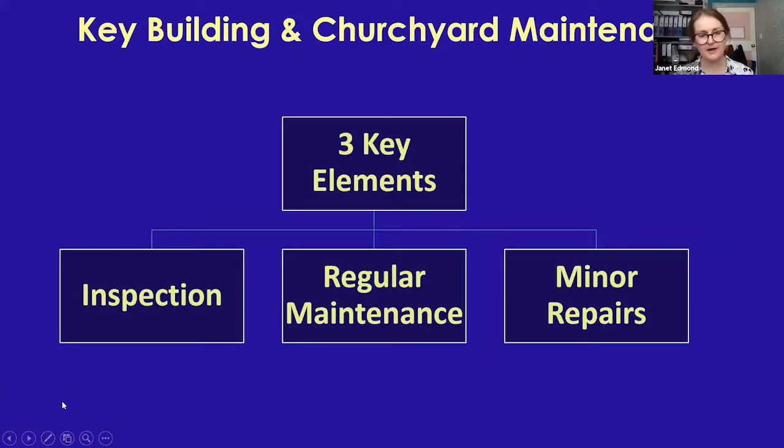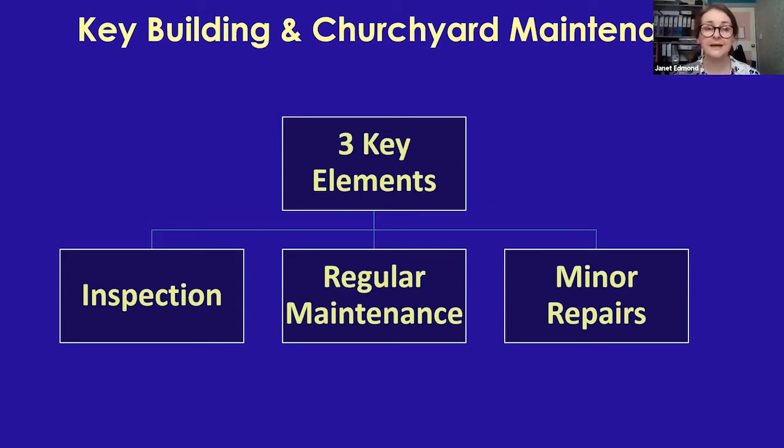So let's have a look at what we think are the key elements of regular maintenance and preventative maintenance. There are 3 elements that we think are key. First of all, inspection. That's regularly looking around your building, spotting problems, and identifying things that need further investigation. Then actually carrying out the regular maintenance. This is the doing part. And I'll be talking about some of those regular maintenance tasks next.